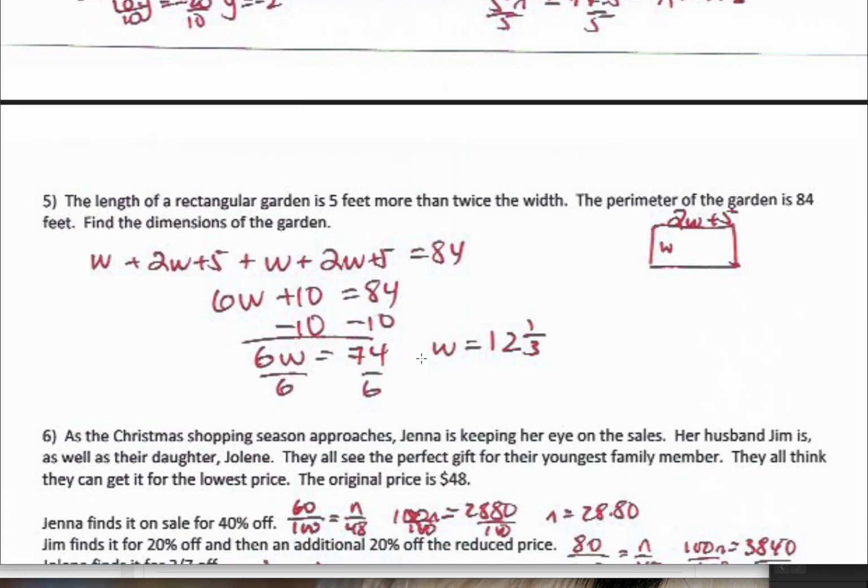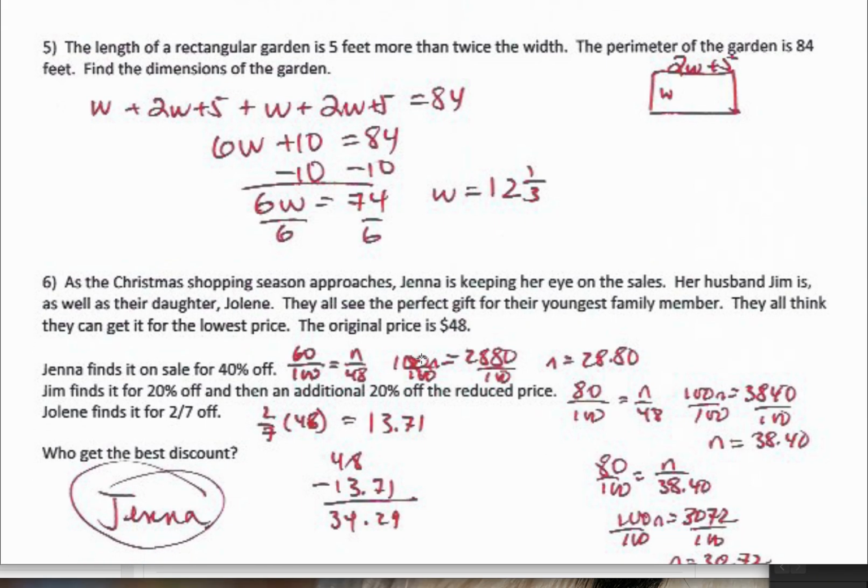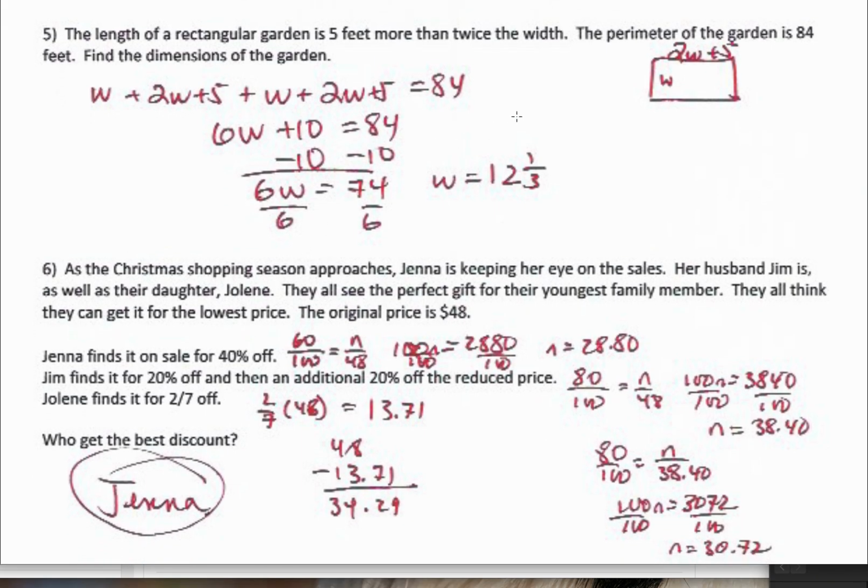All right. Number 5. The length of a rectangular garden is 5 more than twice the width. So that means I have W and 2W plus 5. Always draw that picture when you're dealing with shapes. The perimeter is 84. So left side, top, right side, bottom, all add up to 84. 6W plus 10 is 84, minus 10 from both sides. 6W is 74, dividing by 6, and that would give me 12 1/3. 74 divided by 6 is 12 1/3. If you check it, it does work out.